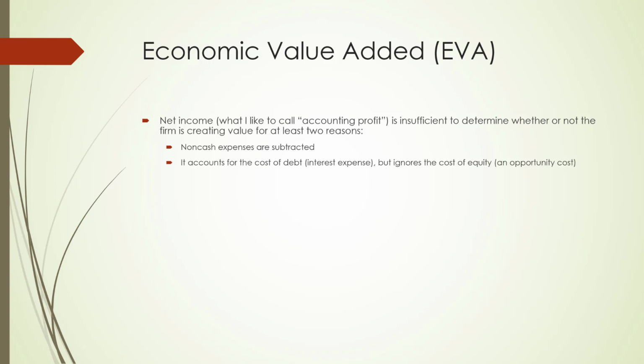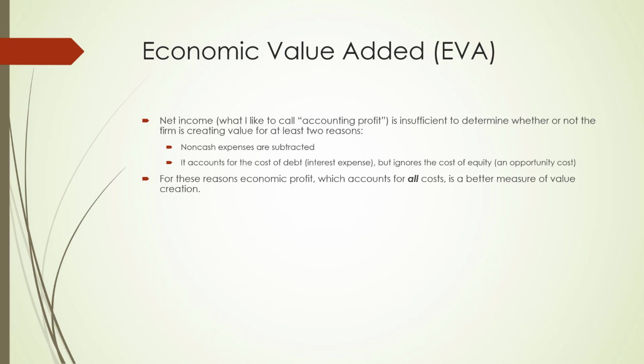Secondly, accounting profit accounts for the interest cost, that is the cost of debt, but it completely ignores the cost of equity. So if you start a business, it's great to be able to pay your interest expense, but you also have to be able to pay yourself. In other words, you have to cover the cost of equity as well as the cost of debt. And net income or accounting profit ignores that completely. It's better to focus on a measure of profitability called economic profit, because that accounts for all of the costs, even the opportunity cost, that is the cost of equity.